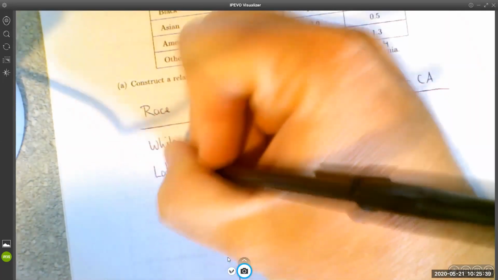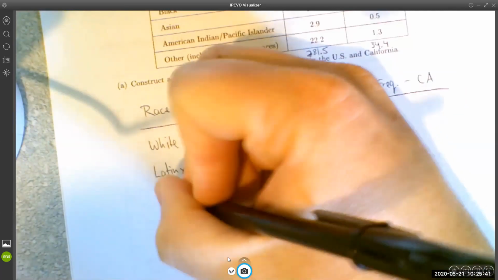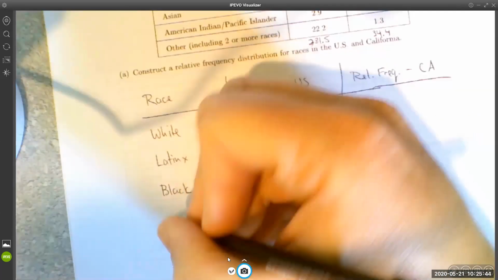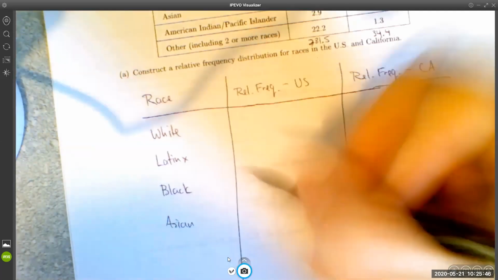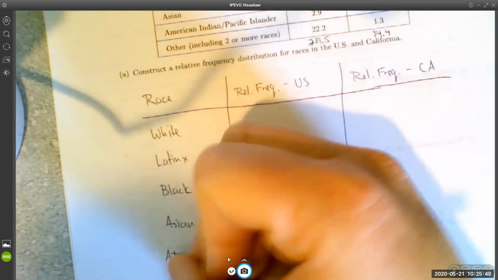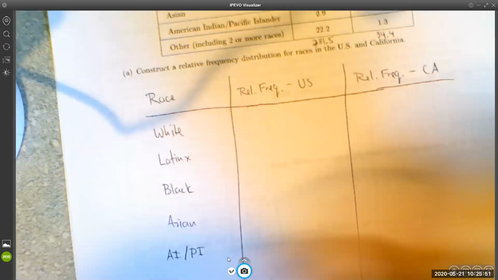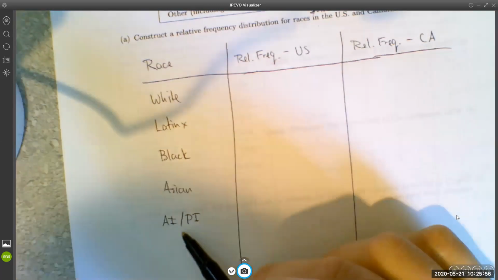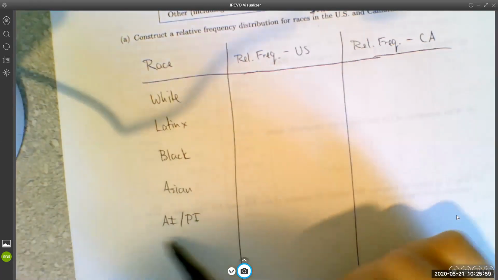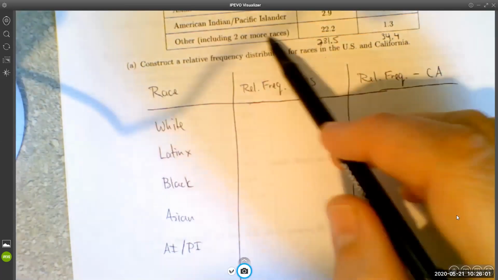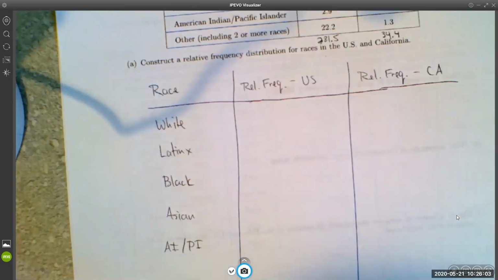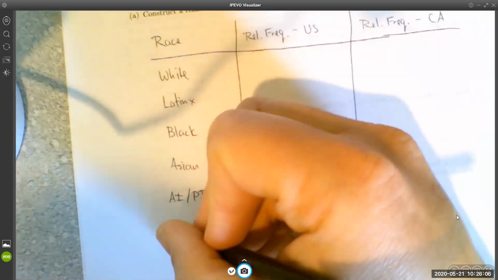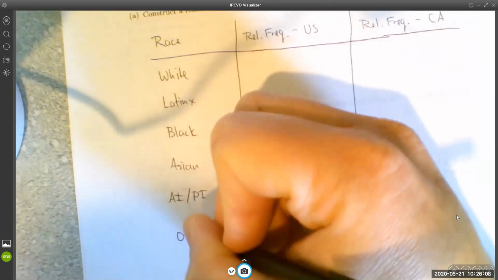Okay, so we had white, Latinx, black. Oh, I should give myself more space. Anyway, Asian, American Indian / Pacific Islander, which is a strange category to me. Not because you're strange if you're in this category, but it's strange because it seems strange that they lump those two things together. Like American Indian, Pacific Islander, do they really have that much in common? I don't know. Anyway, other.